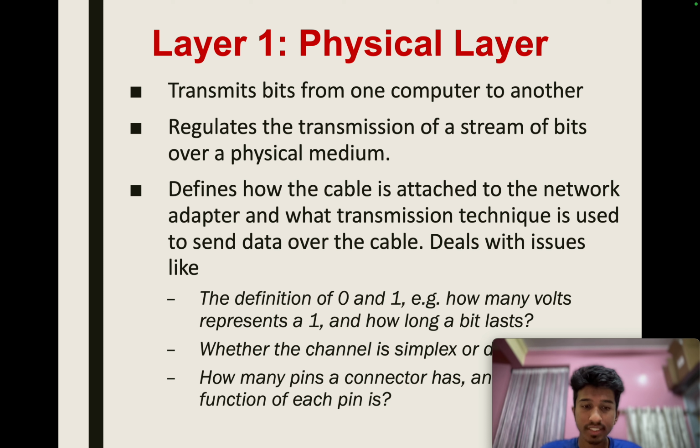Then we have the physical layer. The physical layer transmits bits from one computer to another, and regulates the transmission of the stream of bits over a physical medium. It defines how a cable, for example, can be either a coaxial cable or a LAN cable, etc. So what it basically does is it establishes a physical connection between the host systems, the sender and the receiver.